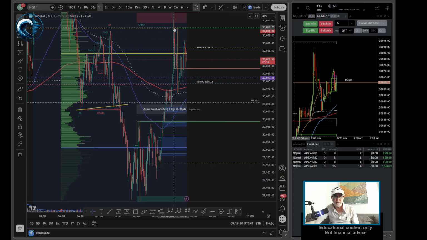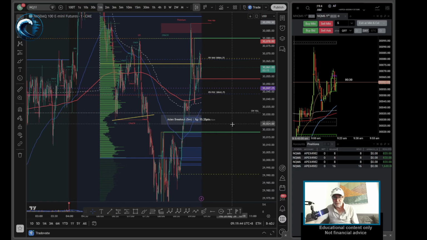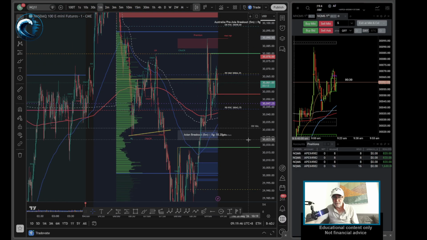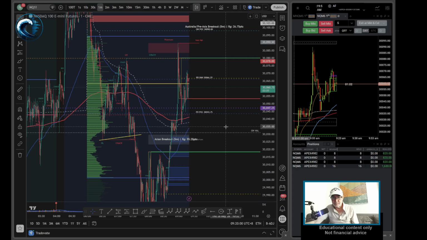Which we are inside now. So I don't actually trade the breakout. I just like watching what it's doing around our historical volume profile points of interest, just as a guide for where I'm going to set take profits and stop losses usually.